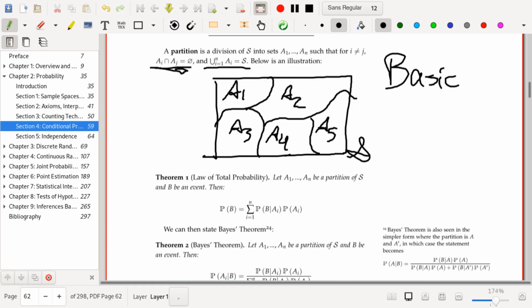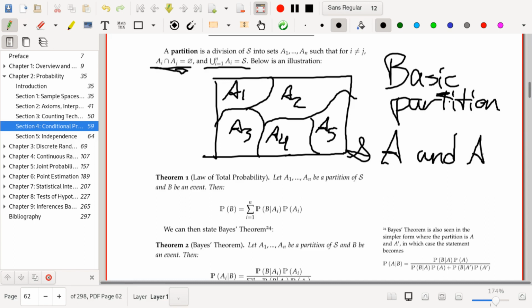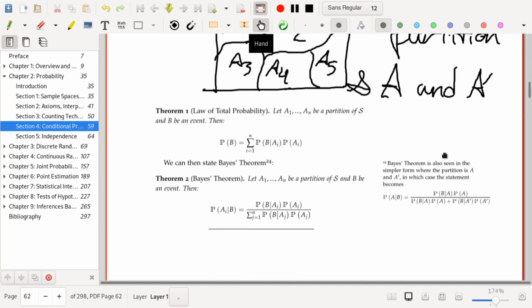Okay, and whenever you have a set A, you always have a very basic partition: A and the complement of A, because A and A complement are disjoint sets, and the union of A and A complement is the sample space S. So that counts. Once we have this, we have a result known as the law of total probability, which requires that you're working with a partition.